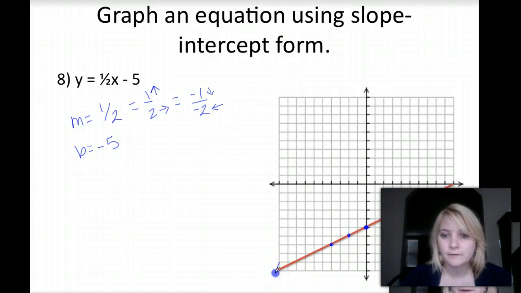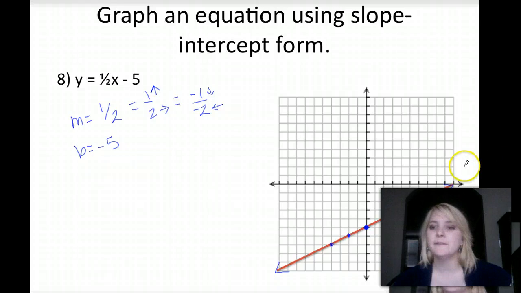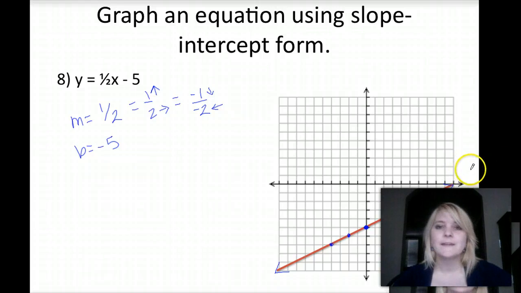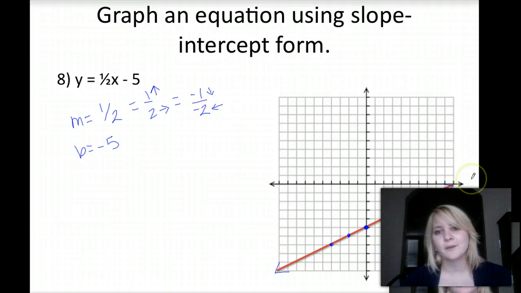And then you connect the dots with a straight edge, fully extend to the edges of your graphs, and draw arrows at the end. So that is how we graph an equation using the slope-intercept form.